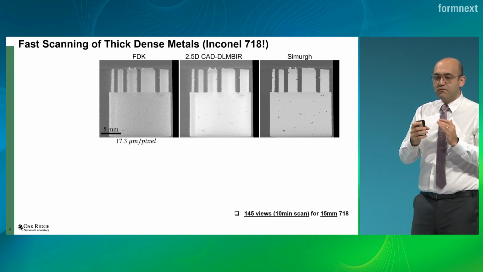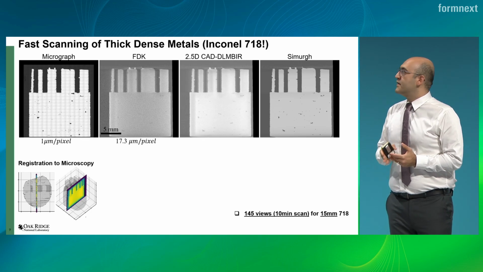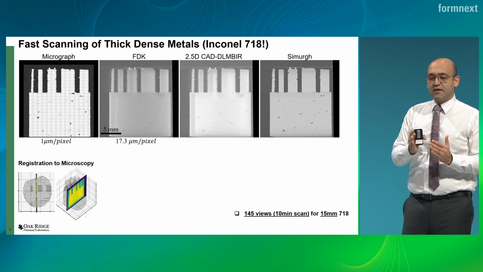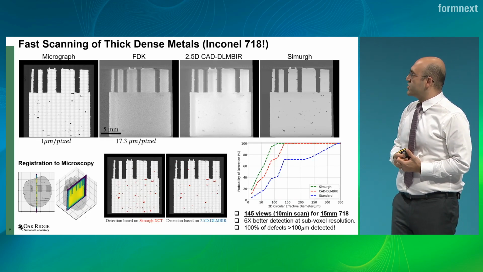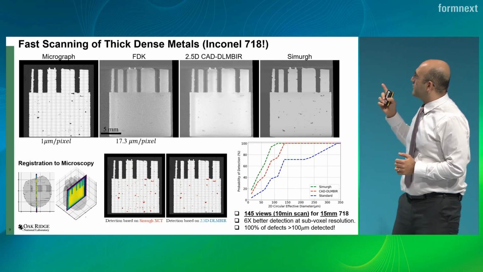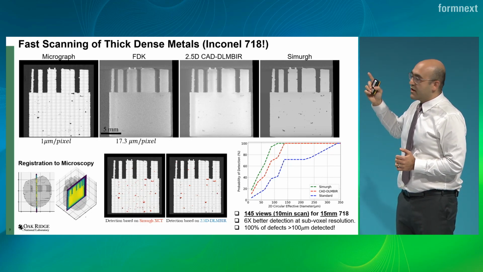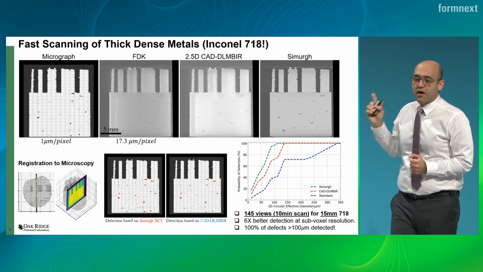So to quantify what we are doing here, we cut this sample, we did microscopy at 1 micrometer pixel resolution. We registered that microscopy to our CT data, and we look at the detection rate. Here you are looking at the detected flaw as a function of their equivalent diameter. So you are looking at probability of detection as a function of diameter, and you can see green and red are results compared to a standard result with the same time scan.